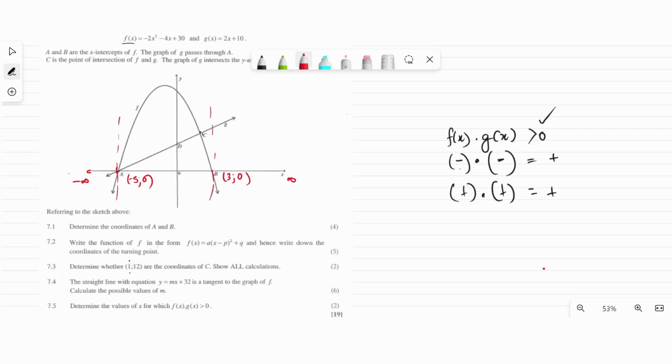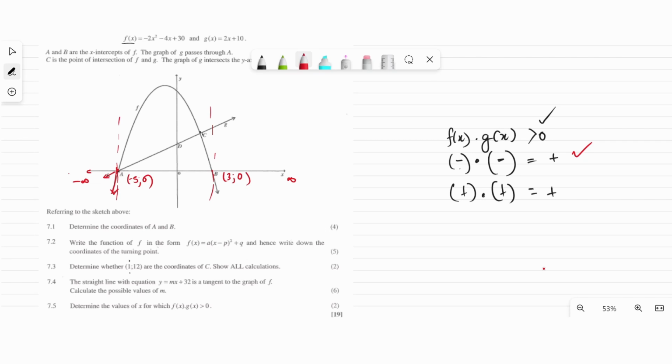From negative infinity till 3, we see that both graphs are on the negative side, on the negative y-axis. So it satisfies this condition. So that applies. But at 5 is where there's an intercept. So there isn't any negative or positive. It's where they all exist. That's where they both intersect.